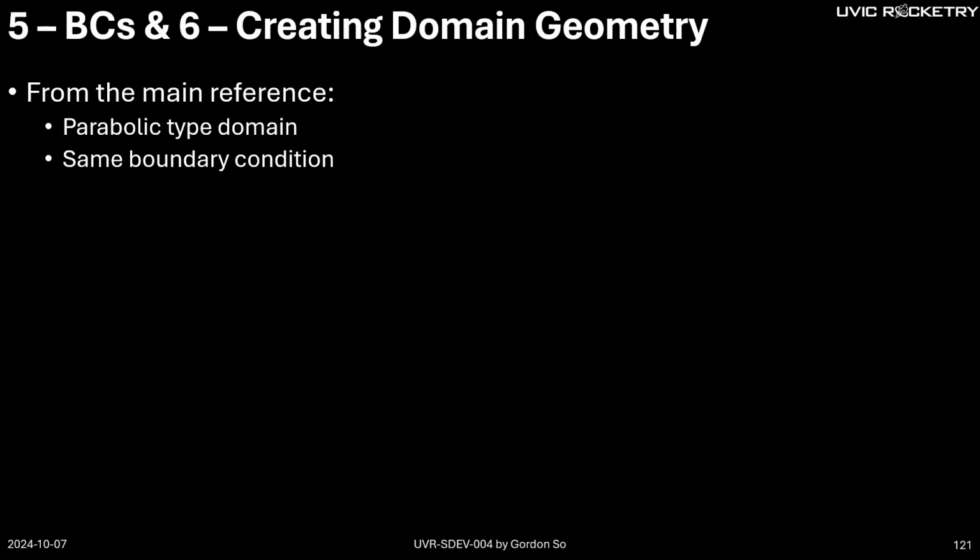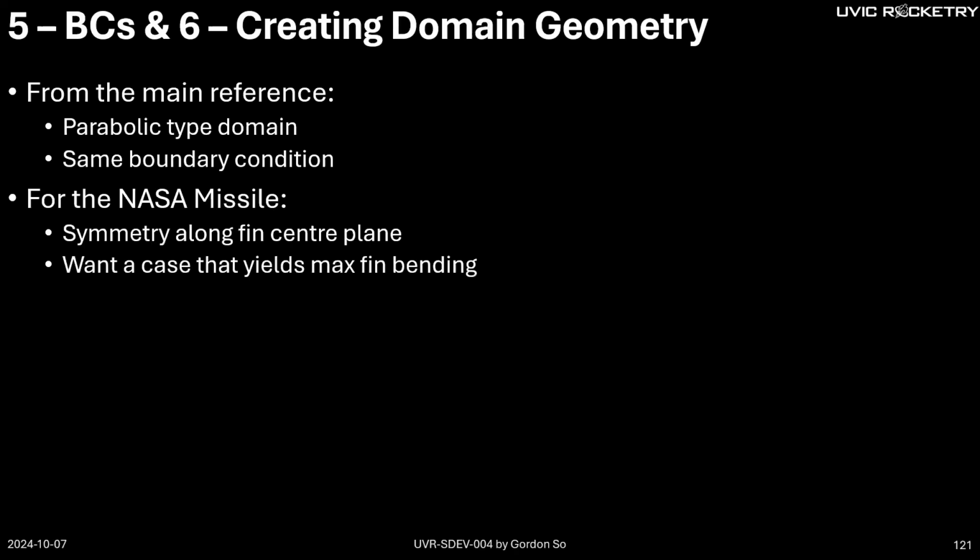Okay, so from the main reference, which is the Concord CFD, I determined that a parabolic type domain is the best because that's what they use. I also use the same boundary conditions because the fluid problem they're trying to solve is exactly what we are trying to do, plotting out the aerodynamic coefficients and center of pressure under different angles of attack. So we just use the same thing here. And for the NASA missile, it will be symmetry along the fin center plane. I want something that would give me max fin bending, so that's why I use it.